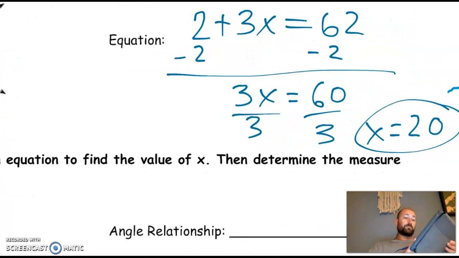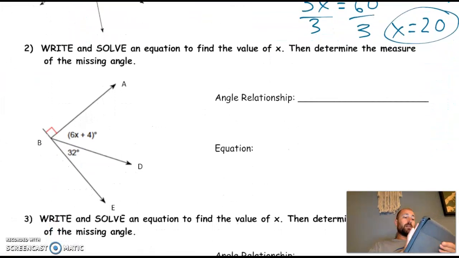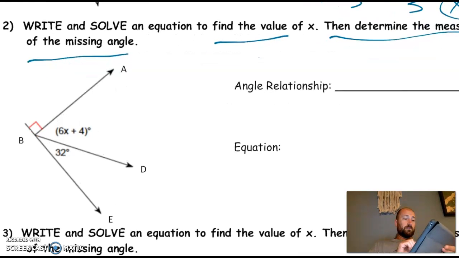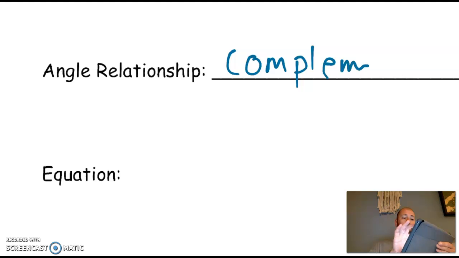We are done. Okay? Number 2, find the value of x, then determine the measure of the missing angle. So we're going to do two different things. First, what type of angle is this? Well, there's the giveaway. That box right there is going to tell me that it is complementary.